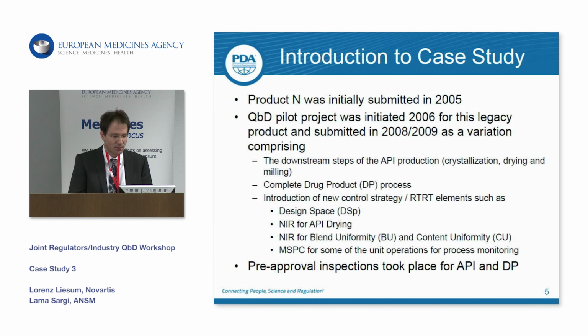This was also an excellent opportunity to introduce new concepts for the control strategy, such as real-time release testing based on design space, based on PAT, on empirical models developed also in respect of blend uniformity. And finally, we also made use of multivariate statistical process control, which I will explain later, where we made use of data which are anyway being recorded. Pre-approval inspection took place at our Swiss sites for both the API and the drug product.